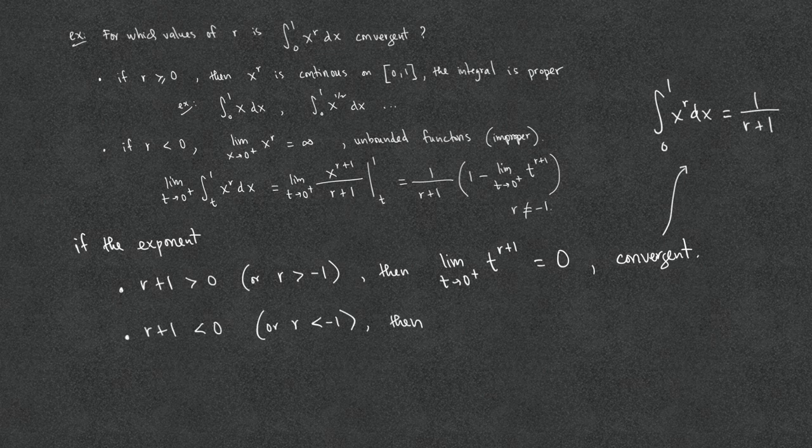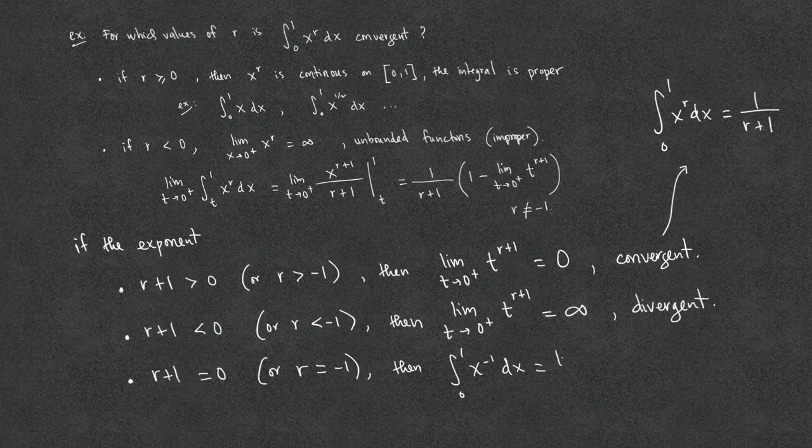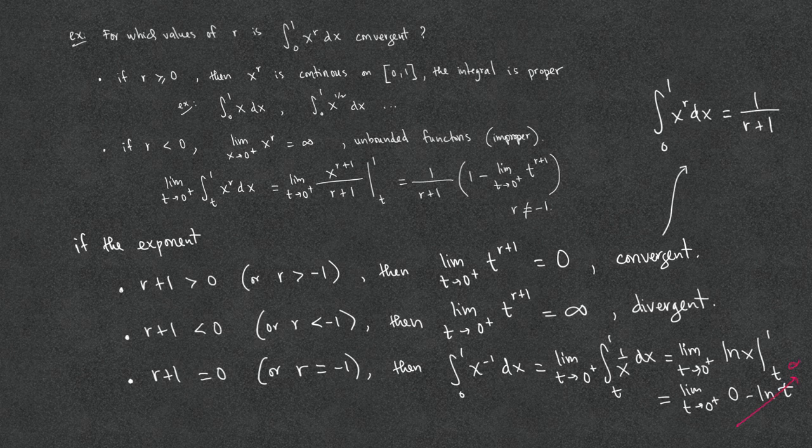If r plus 1 is negative, that is, r is less than negative 1, then the limit as t goes to 0 from the right-hand side of t to the r plus 1 is infinity, so the integral is divergent. In the case r plus 1 equals 0, or r equals negative 1, this integral is 0 minus ln of t, and as t goes to 0 from the right-hand side, ln of t goes to negative infinity, so the integral is divergent. Thus, this integral from 0 to 1 of x to the r dx converges only when r is strictly greater than negative 1.